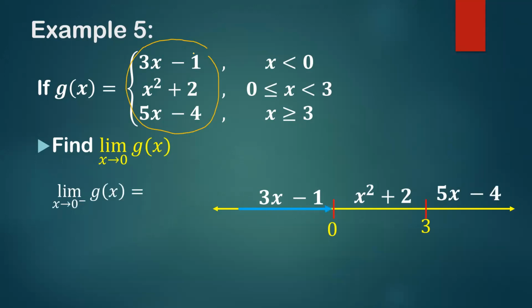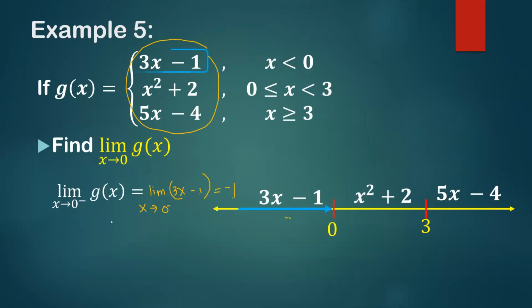So as x approaches 0 from the left, dito tayo sa behavior na to, we replace our g of x by 3x minus 1. So we have limit of 3x minus 1 as x approaches 0, kahit from the left, it's safe to say that it will be 0 minus 1. It approaches negative 1. It will get very near to that value.